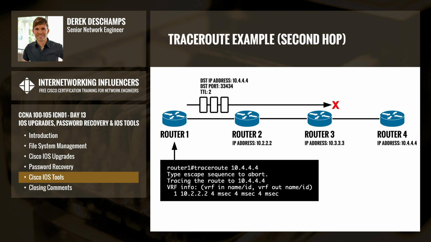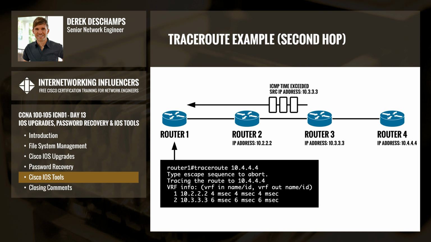To identify the second hop in the path, router 1 would send 3 packets to router 4, destined for an invalid port number with a TTL of 2. The 3 packets with a TTL of 2 would be discarded by the second hop, in this case, router 3.